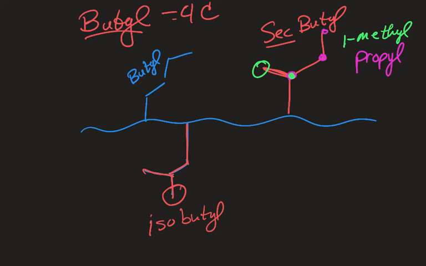Whereas this one would just be butyl in either case, it doesn't matter, because it's the branch, right? This one would become 1, 2, 3, right?